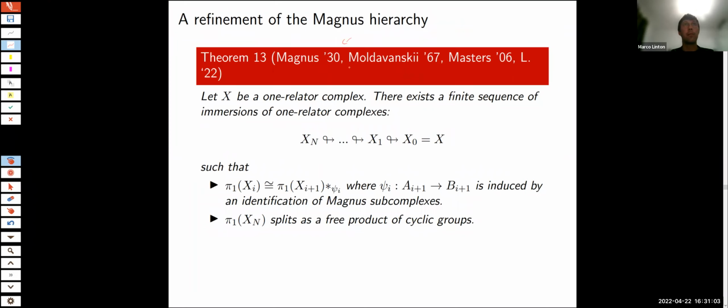So he of course came up with this hierarchy before HNN extensions existed. But then in 1967, Moldavanskii noticed that this hierarchy could be reformulated and perhaps streamlined in terms of HNN extensions. And then Masters in 2006 also gave an extra simplification. In the original hierarchy, you essentially split as an HNN extension over another one-related group, and then you pass to an overgroup, and then you split, overgroup, split, etc., until you come down to something we know and understand. And Masters came along and said, okay, we don't really need to pass to an overgroup. We can just split, split, split.